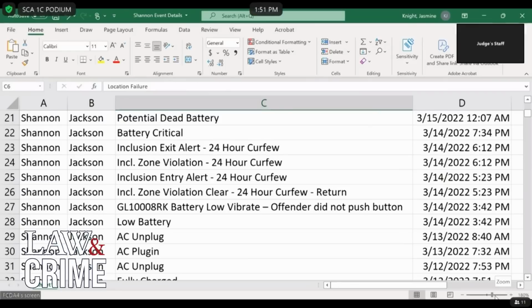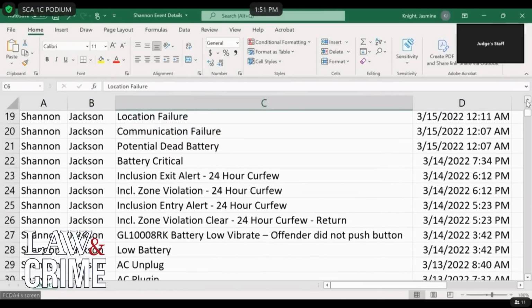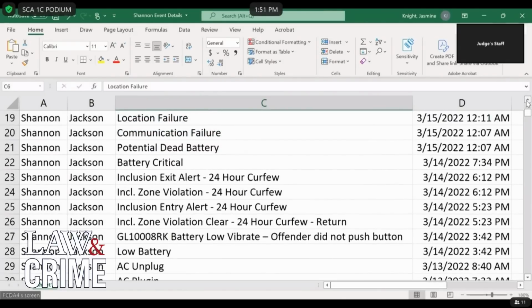Now, do you see the entry above that? And if you could show the jury at March 15th, 2022 at 12:07 a.m. What is the event detail at that point? At March 15th at 12:07 a.m., it was a potential dead battery event. Now, I'm going to scroll up 2 rows and ask you about the next input. So after that 12:07 March 15th potential dead battery, what is the next event detail?